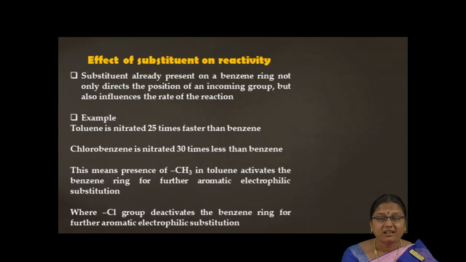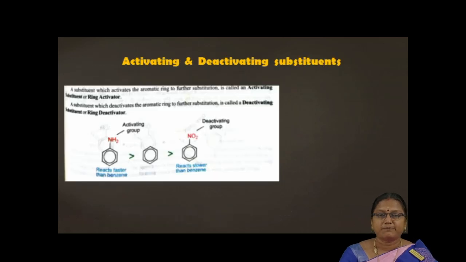Let me see one by one. Actually, in toluene, the methyl group activates the ring for nitration, whereas in chlorobenzene, the first substituent, chlorine, deactivates the benzene ring for further nitration. That is the actual fact. So what is that activation and deactivation? What does it mean in the benzene ring? That we are going to see in the upcoming slides. So let us point out the activating and deactivating substituents.